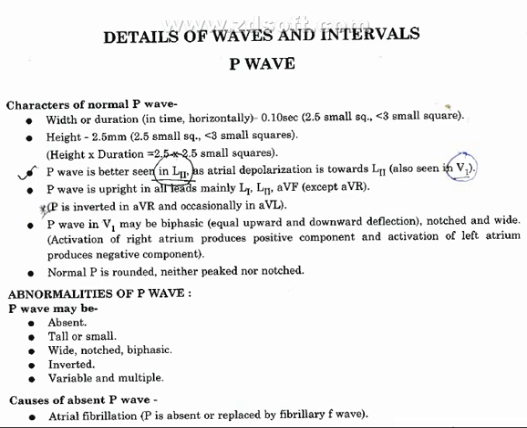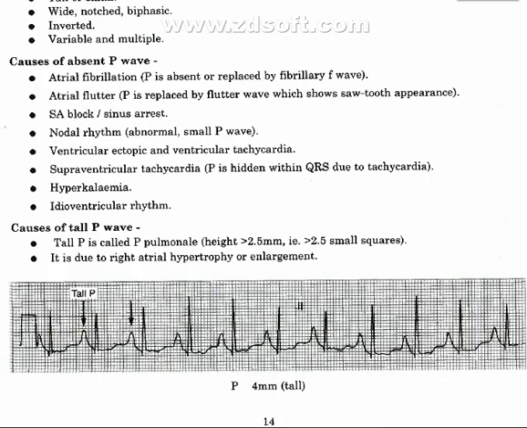Now, abnormalities of the P wave. The P wave may be absent, tall or small, wide, notched, biphasic, inverted, variable and multiple. Now, causes of absent P wave. The causes are atrial fibrillation.